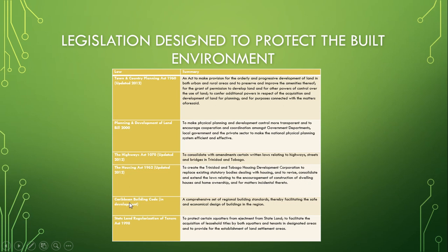There's the Caribbean Building Code, which is still in development. At this point, we still don't have a national building code. To the best of my knowledge, that also is still in development. So the Caribbean Building Code is a comprehensive set of national building standards, thereby facilitating the safe and economical designs of buildings in the region. And this is a critical piece of legislation for us to have, because if you recall, we previously noted that Trinidad and Tobago, our geographic location puts us right in the middle of a high-risk area for tectonic hazards.